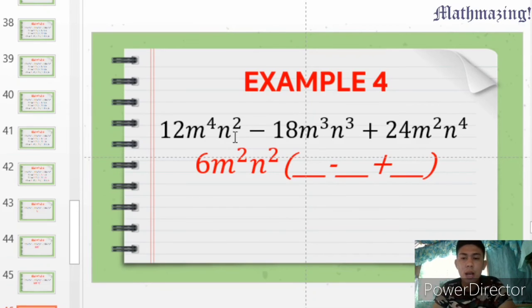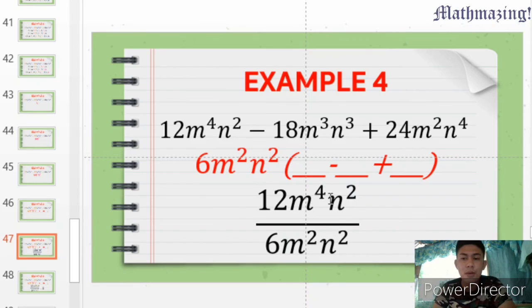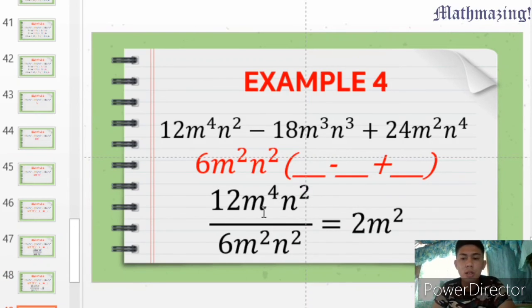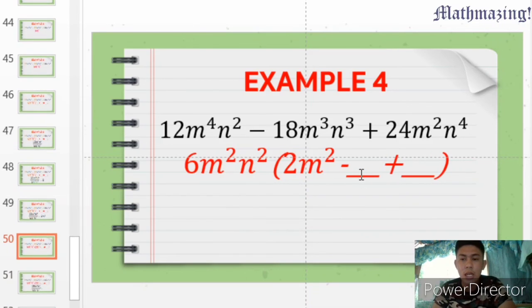Next natin gagawin, we have to divide each term sa ating GCF. So we have 12m raised to 4 n squared divided by 6m squared n squared. So 12 divided by 6, the answer is 2. M raised to 4 divided by m squared, the answer is 4 minus 2, the answer is 2, so m raised to 2. N squared divided by n squared, the answer is 1. Okay, so 2 times m squared times 1, the answer is 2m squared. So yun yung ilalagay natin ngayon doon sa ating first blank.